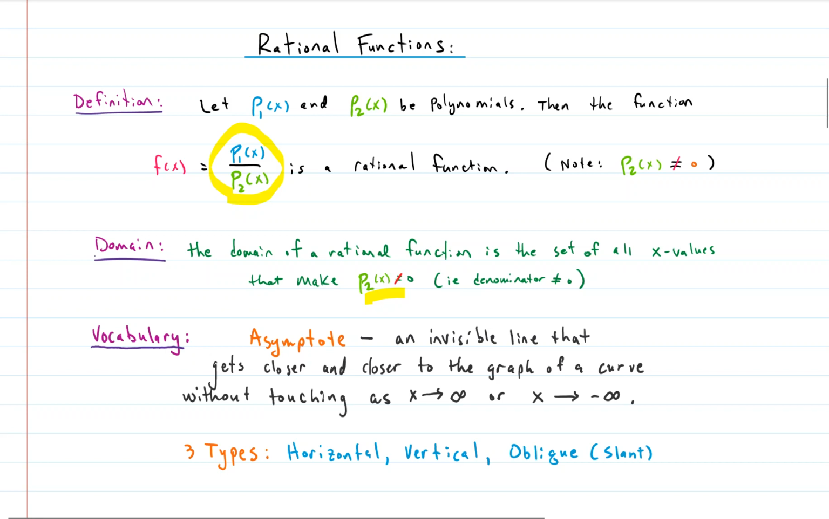The curve and the asymptote will get closer and closer and closer. It's the curve that's moving, and the asymptote stays solid and fixed. But you don't ever see the asymptote because it's invisible. But it kind of governs the behavior of a function. There are three types. There's the horizontal, the vertical asymptote, and the oblique or the slant asymptote.